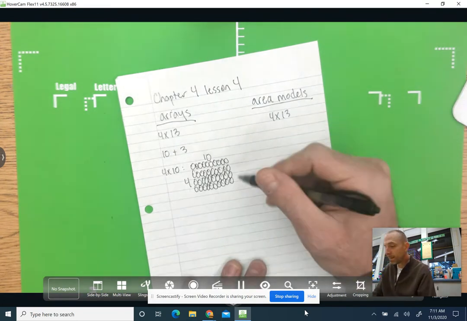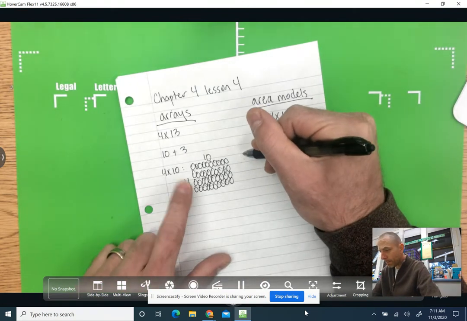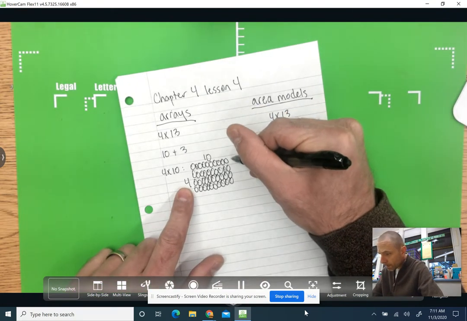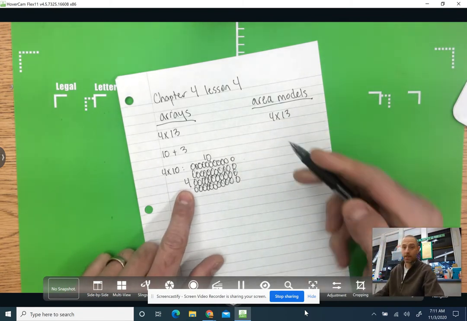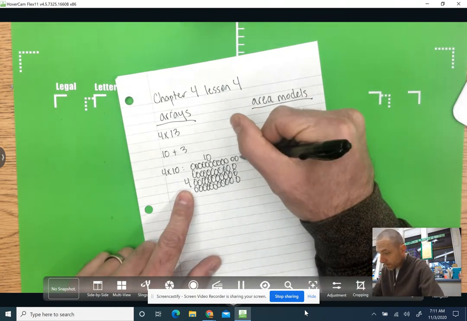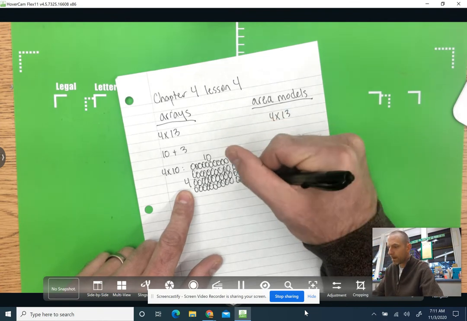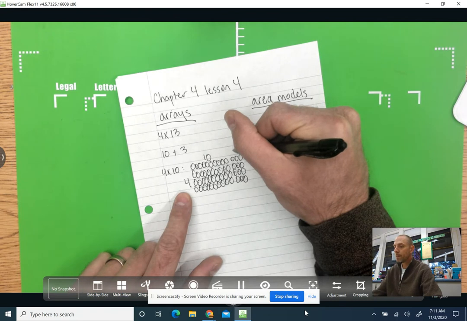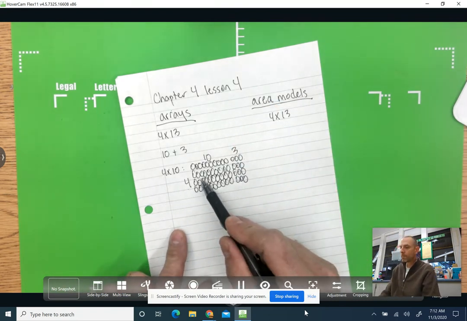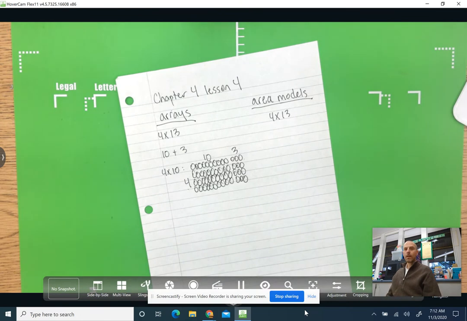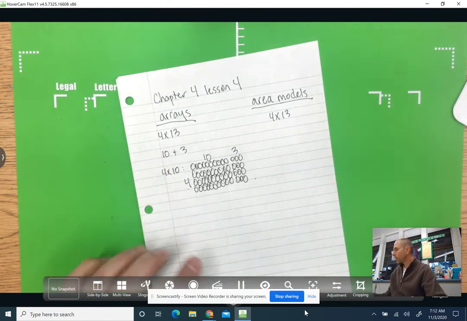Okay? And then you have 4 times 3. Okay, so now we're going to make 4 groups of 3. 1, 2, 3, 4, right next to it, right? And then 1, 2, 3, in each group. 4 groups of 3 and 4 groups of 10. Okay, that is kind of like an area model, but in array form.